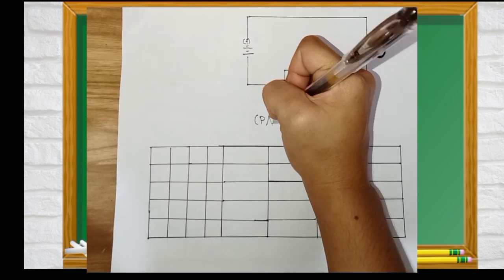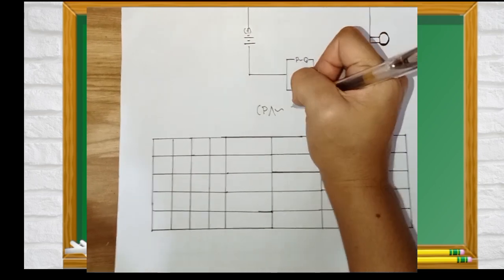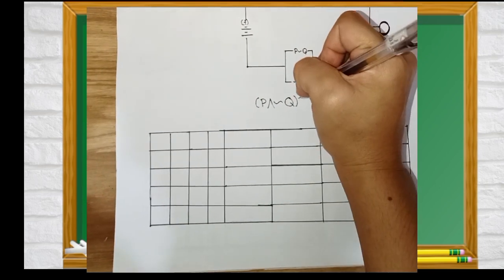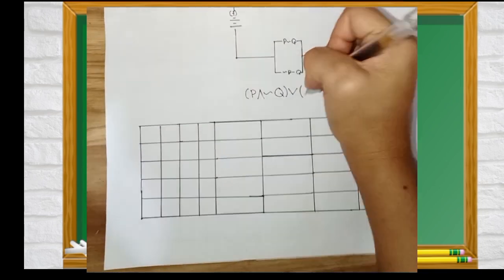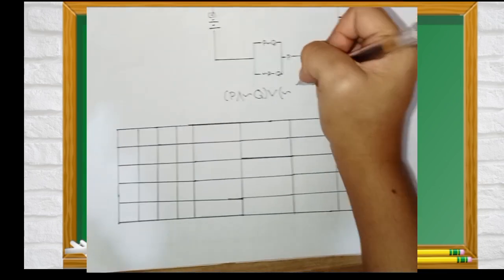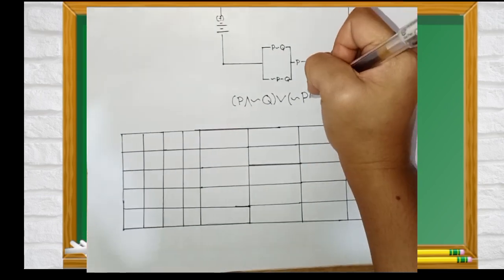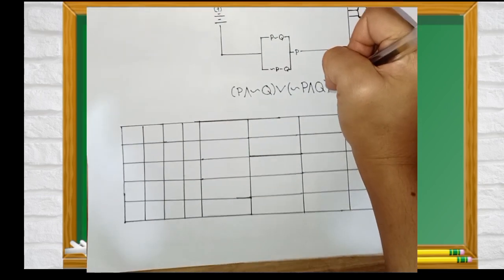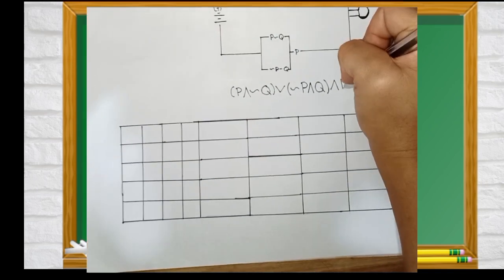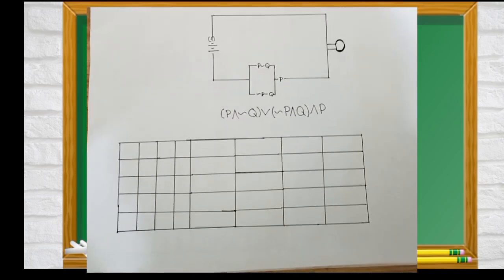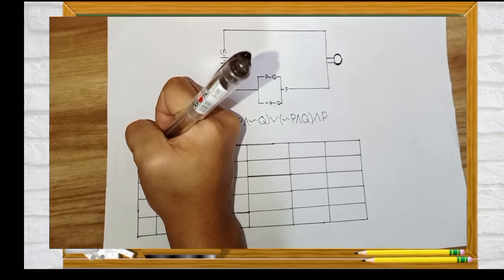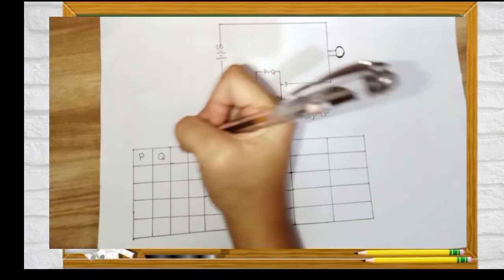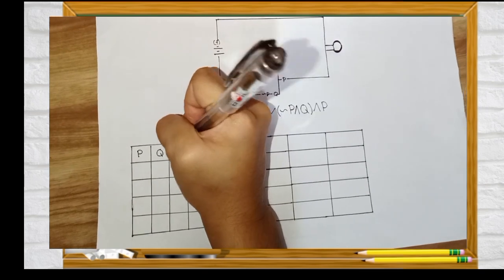Now we're going to make a table. So we have here P and negation of Q, or negation of P and Q, and P. And now we are going to write it in the table. First, we'll write the P and Q. Then we will write the negation of P.